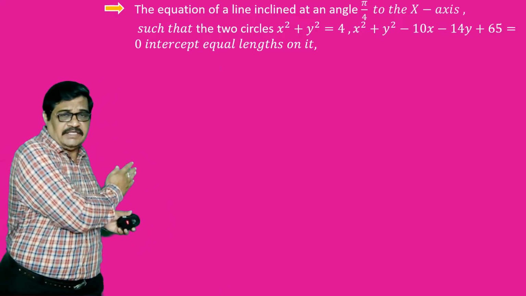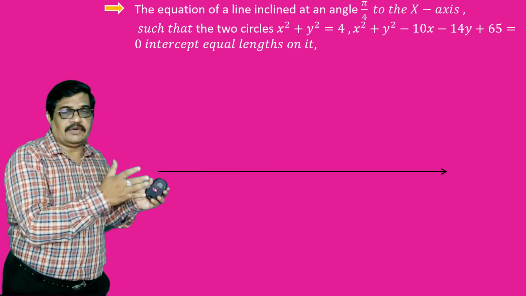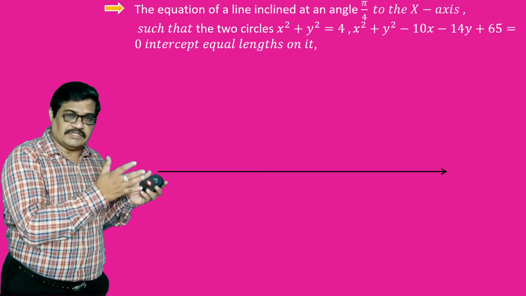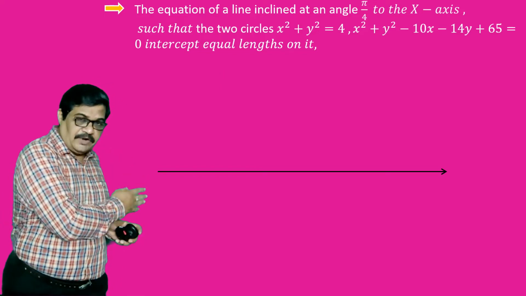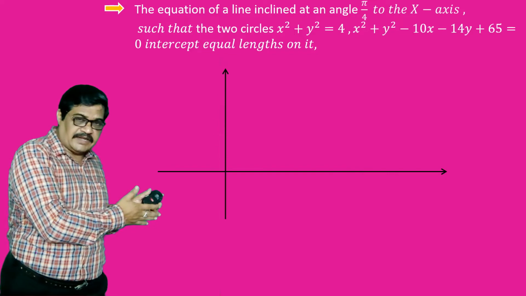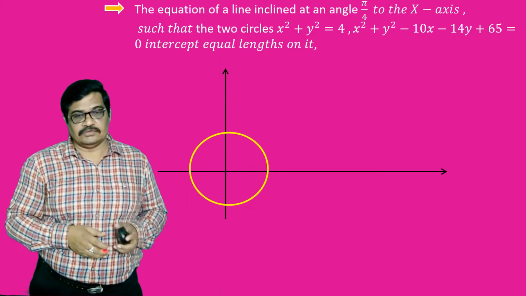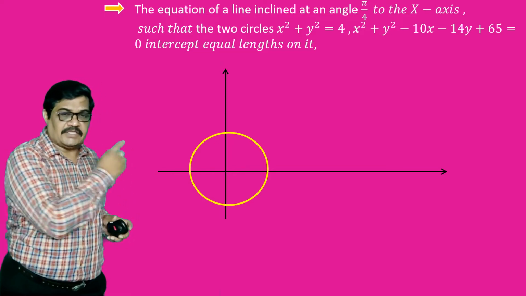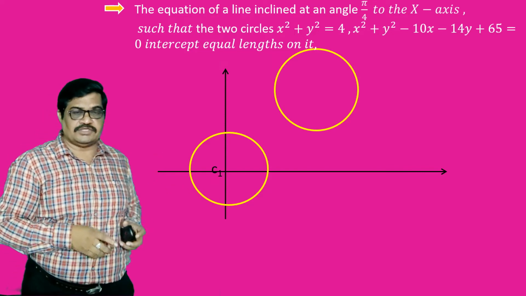First we look at this diagram. Diagrams play the main role in understanding the problem; if the diagram is done, then you get success. See the diagram. This is the x-axis and y-axis. This is the first circle, x square plus y square is equal to 4. Next, this is the second circle, x square plus y square minus 10x minus 14y plus 65 is equal to 0.